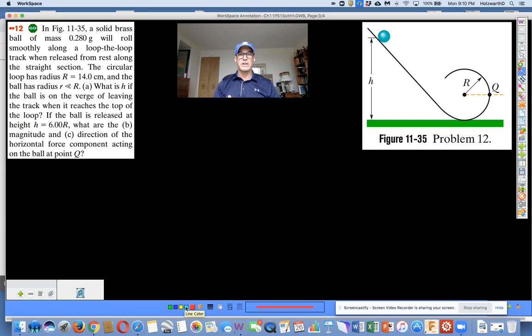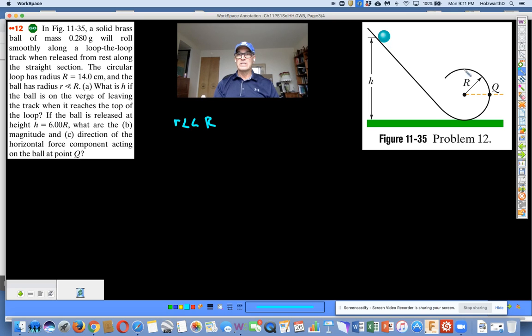Get my inking tool ready to go. And here's the interesting feature about this problem. They say that the radius of the ball is really, really small compared to the radius of the loop. So that's helpful. So you don't have to overthink that one. I hope that makes sense. So it says, what is h? The height where we release this ball, such that it's on the verge of leaving the track when it reaches the top of the loop.